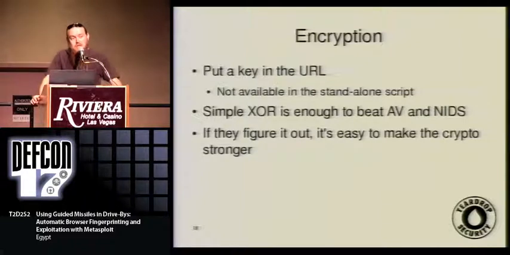So we can put a key, like an XOR key or whatever kind of key, in the URL and reference it via JavaScript. So now, if somebody wgets our evil JavaScript but doesn't save the URL that they downloaded it from, they can't decrypt it. And using this, a simple XOR is enough to beat all the AVs, all the NIDs. And the best part is, if they figure it out, it's really easy to just make it better. And use RC4 instead of XOR, or something like that.